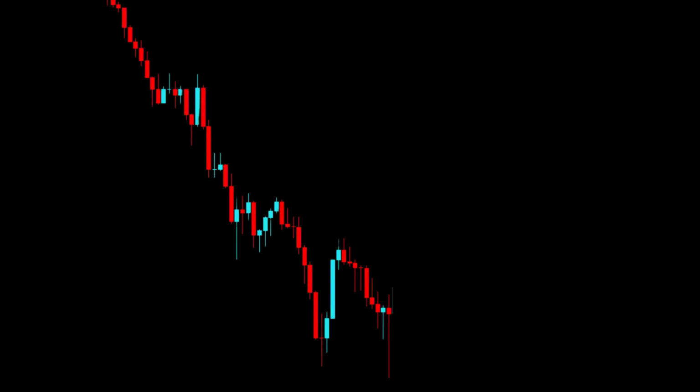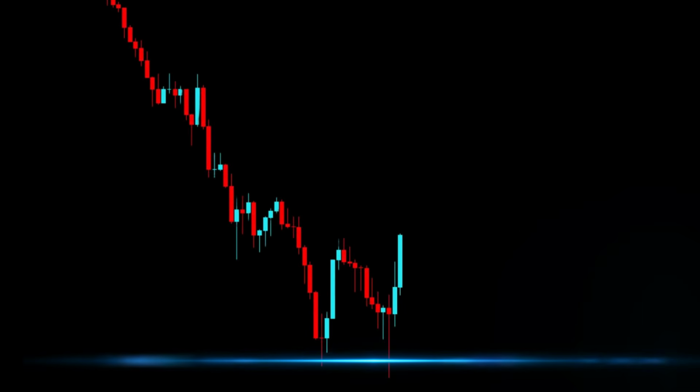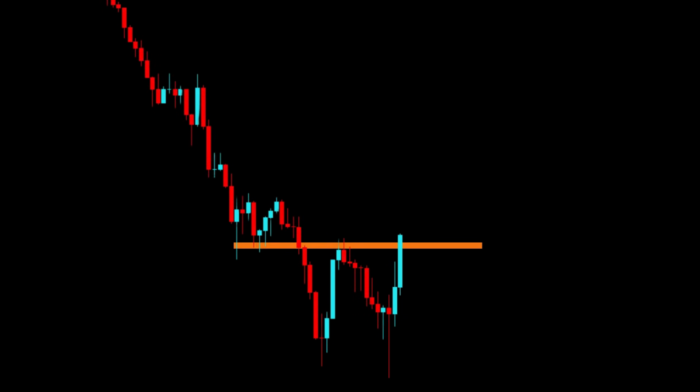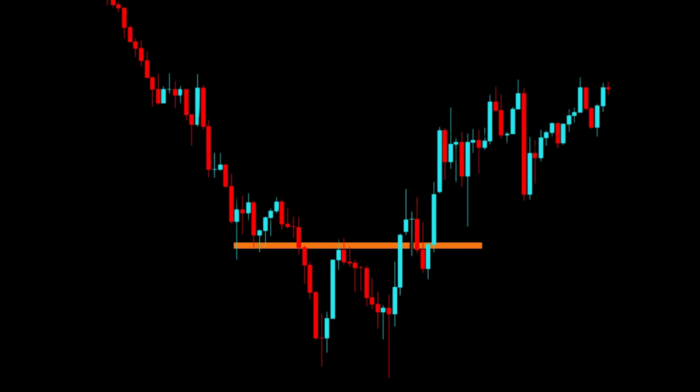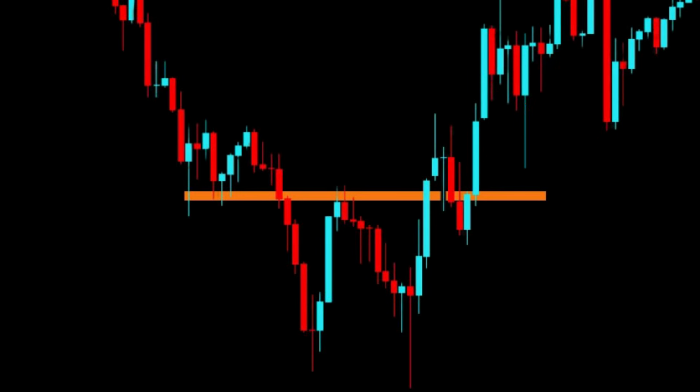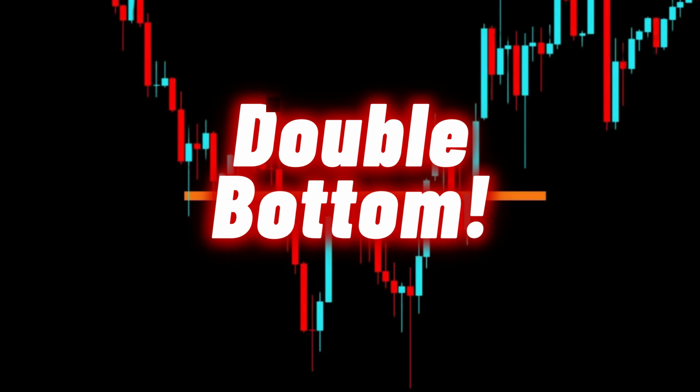Imagine candles dropping sharply, and when they lose momentum, the chart forms 2 identical bottoms, standing together. Price fails to go any lower. I draw a resistance level. Once a breakout and a pullback occur, that is your potential reversal signal. This time, pushing the price upward. This pattern is known as double bottom.